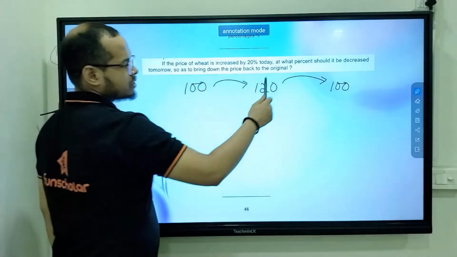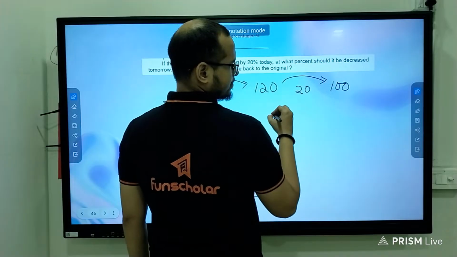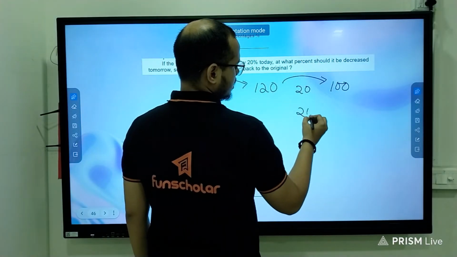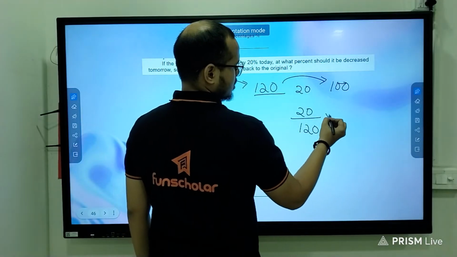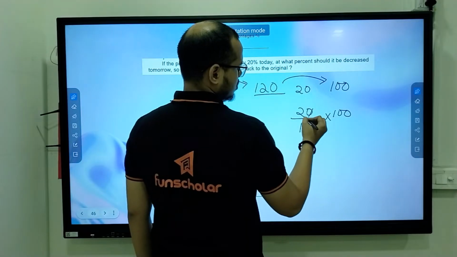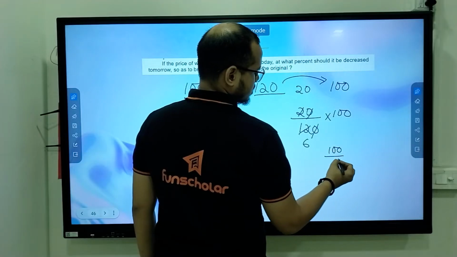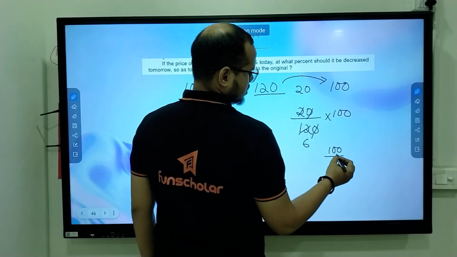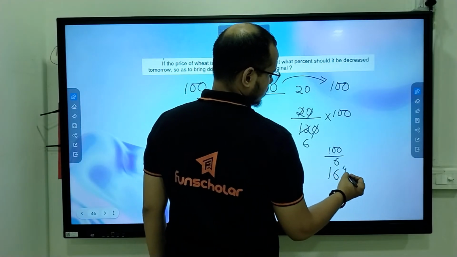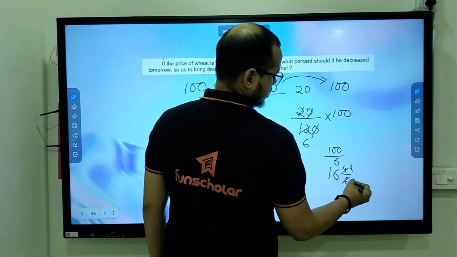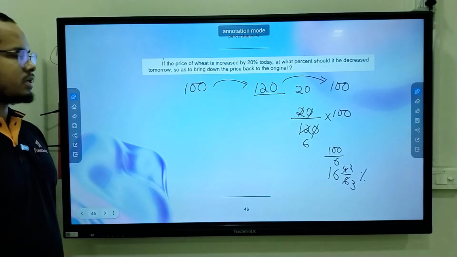100 goes to 120, and 120 has to come back to 100. Now the difference is what? 20. We have to reduce it by 20. 20 upon the price that we are reducing from, into 100. Zeros gone, this is 6. So 100 by 6, that is going to be 16 2 by 3%.